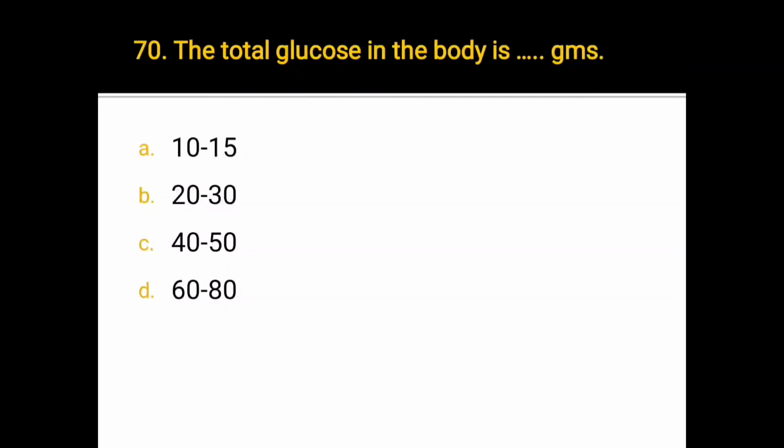The total glucose in the body is how many grams? A. 10 to 15, B. 20 to 30, C. 40 to 50, D. 60 to 80. Correct answer: C. 40 to 50.